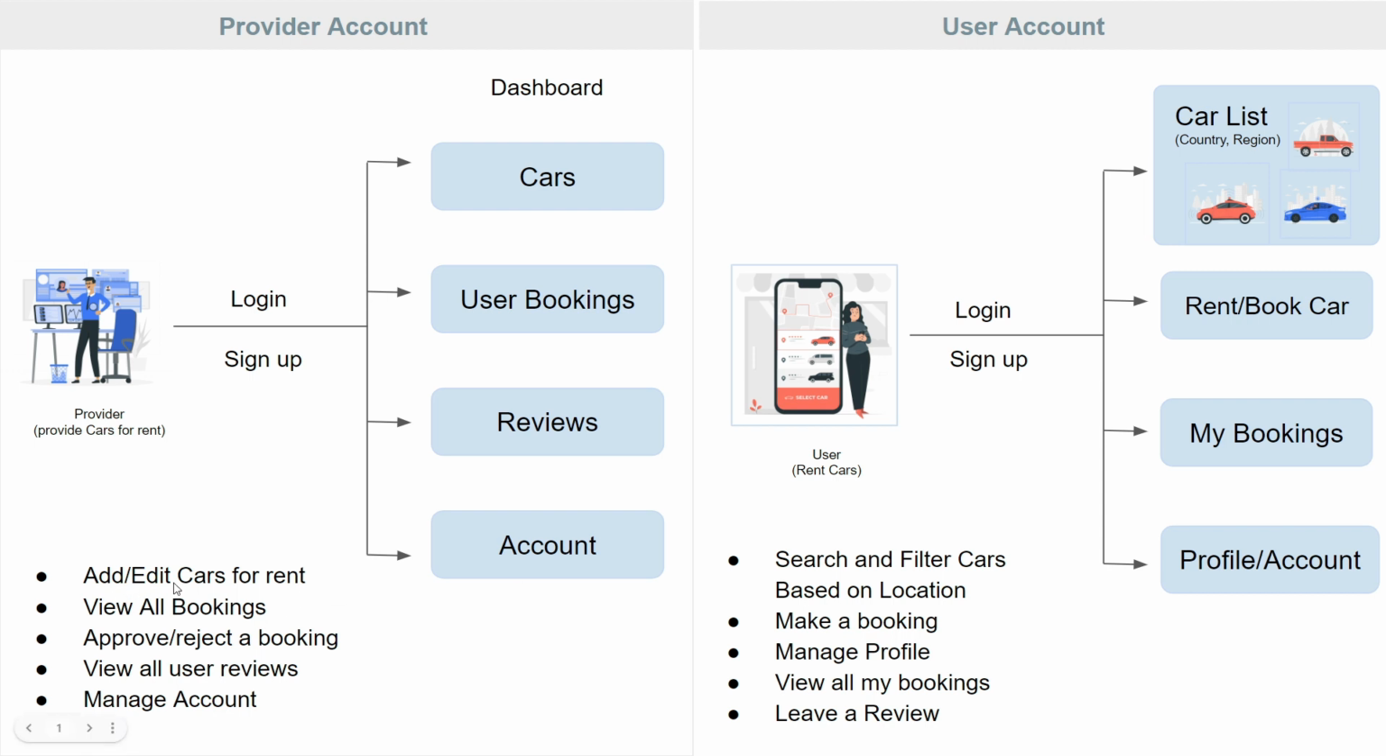So in summary, a provider would be able to add or edit cars for rent, view all bookings, approve or reject a booking, view all user reviews, and then manage accounts. So those are going to be the functionalities of a provider. And then very similar to the regular users, you should be able to log in and sign up as well. And then when you log in and sign up, you would be able to go to the car list page where you would be able to filter cars based on your location. Right, so a location is basically the country and then the region you are from.